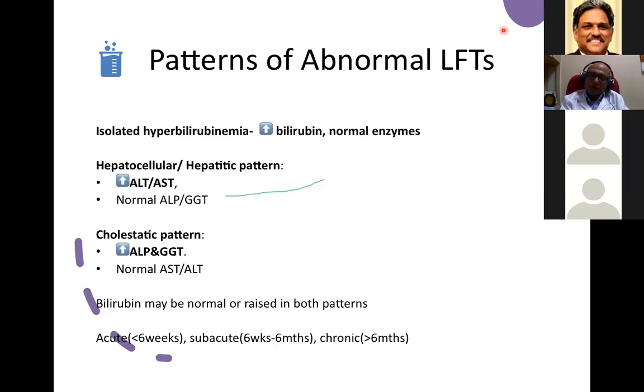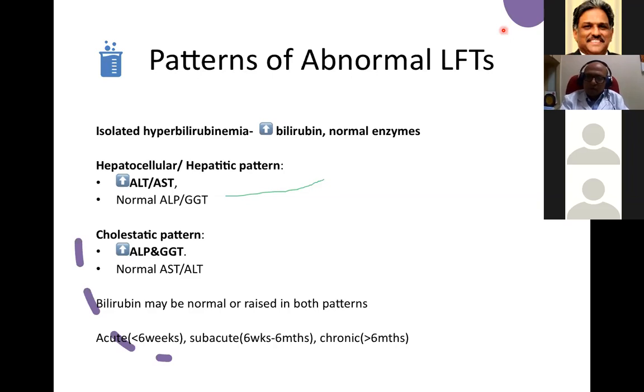So the pattern is that where we see there is an increased ALT and increased AST, and usually the classic hepatocellular pattern should have a normal alkaline phosphatase and a gamma GT, but there may be some rise in these enzymes as well, and I'll explain how to distinguish.